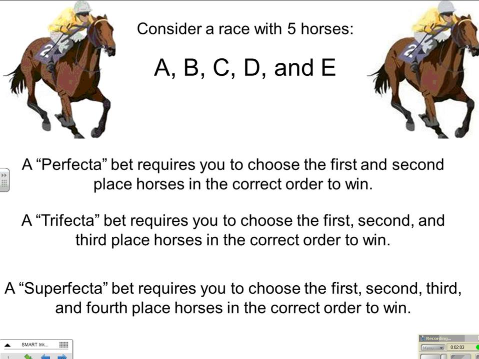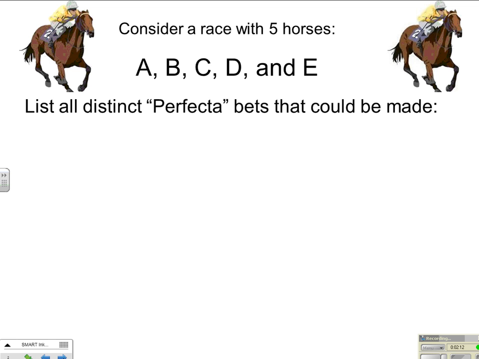Okay, so that's some terminology on the bets where you have to choose a number of horses in a set order, which should imply something to you if you've been exposed to combinations and permutations prior to this. So let's consider a race with 5 horses, and let's list out all the perfecta bets that could be made. We certainly want to organize this, and this is a method of what I've referred to in the past as grinding it out, where we physically list everything and then count how many there are. And we'll get more sophisticated as we go.